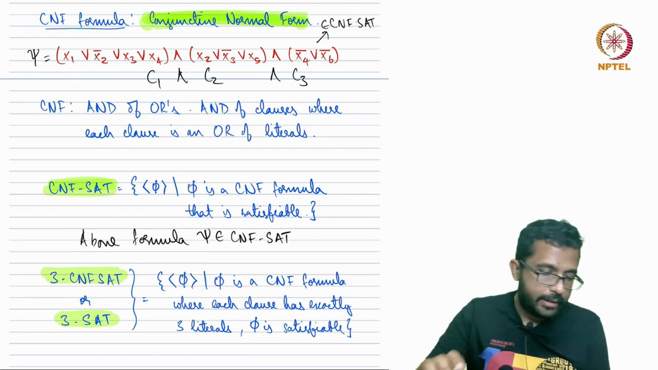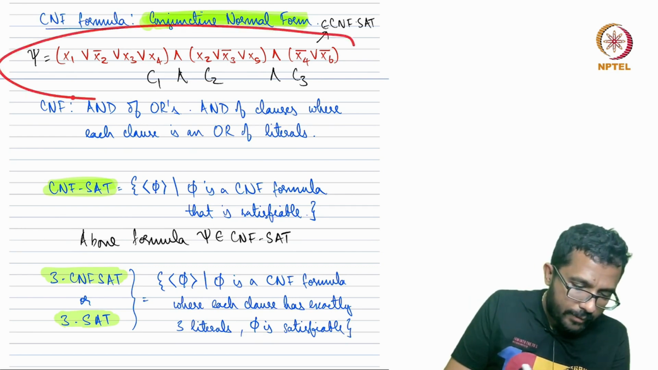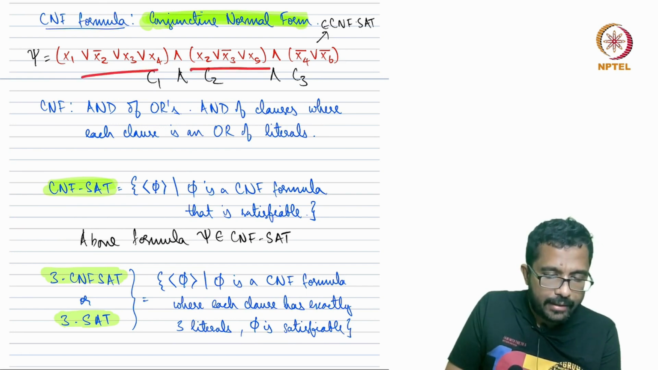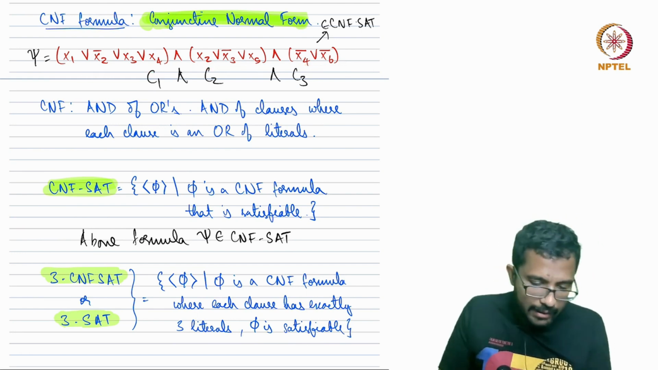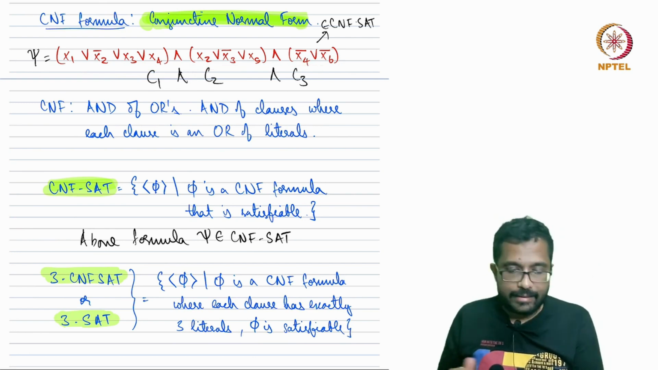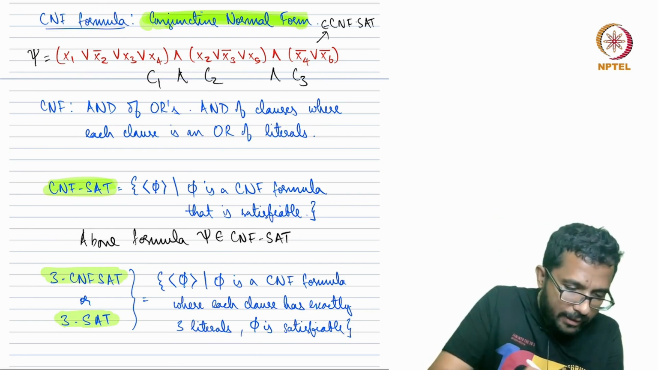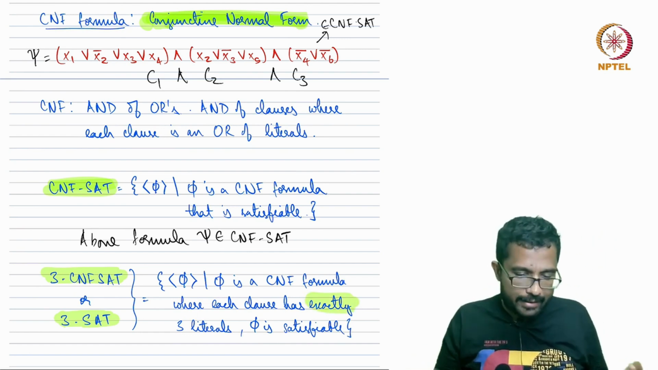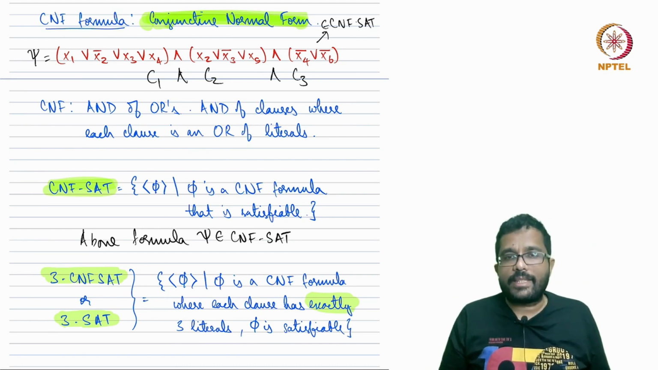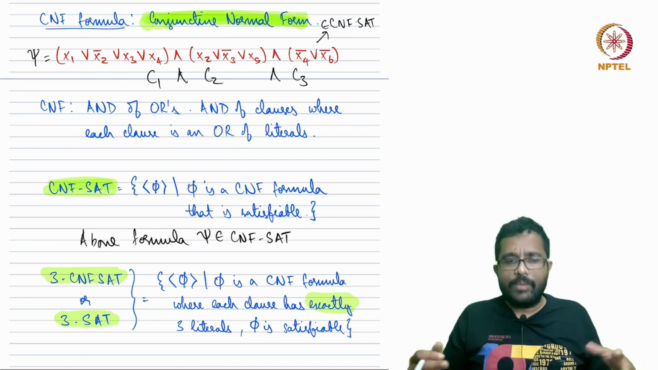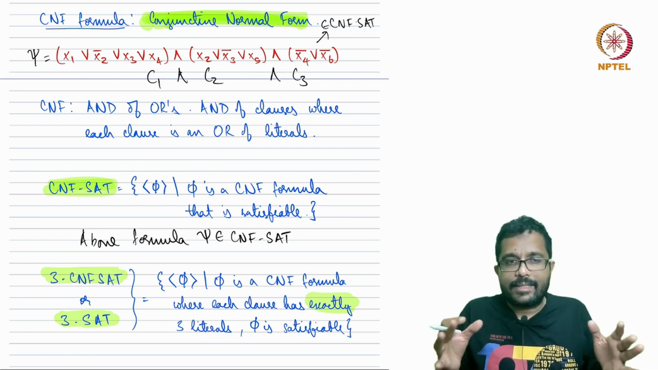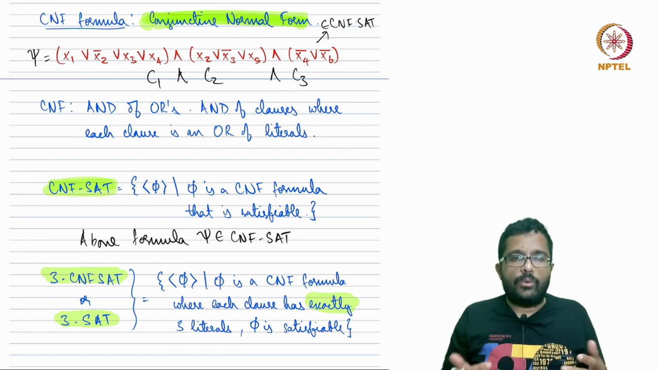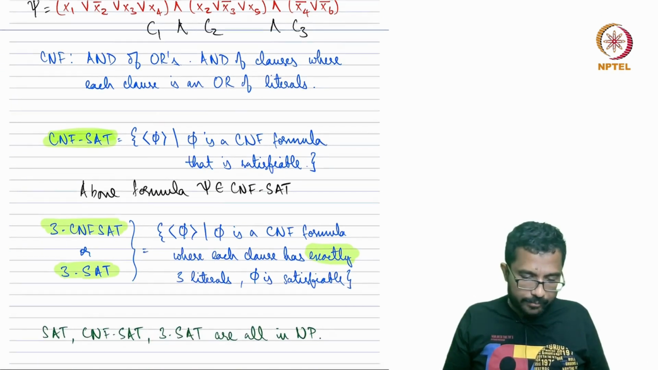exactly 3 literals. So here in the formula psi, clause 1 has 4 literals, clause 2 has 3, and clause 3 has 2. But in 3 CNF SAT, each clause must have exactly 3 literals, and then we are asking whether it is satisfiable. So this is an even further restriction on the structure of the given formula. Perhaps the hope is that if the formula has a specific format, then maybe it is easier to figure out whether it is satisfiable or not.